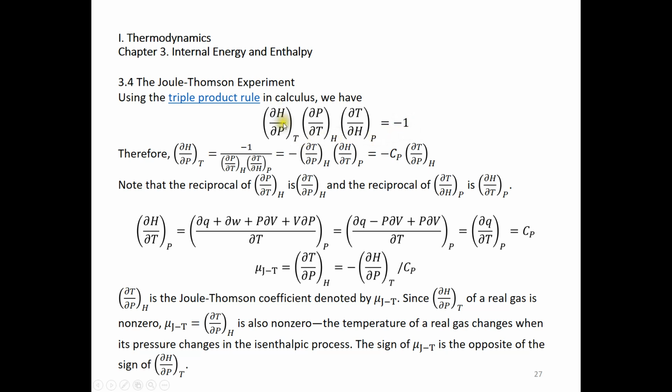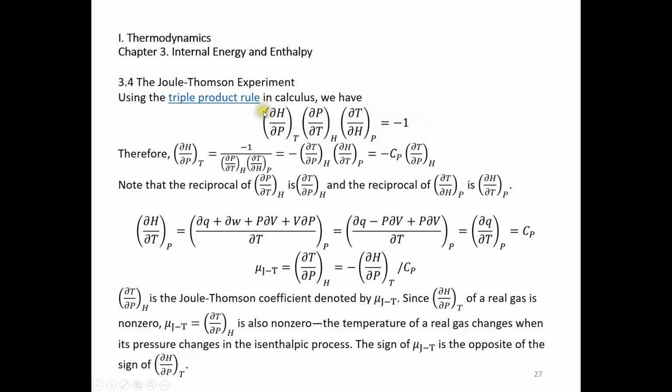When we do delta h over delta p, t has to be the subscript. When we do delta p over delta t, h has to be the subscript. And when we do delta t over delta h, p has to be the subscript. We need 3 variables, 3 terms, and the product is -1.